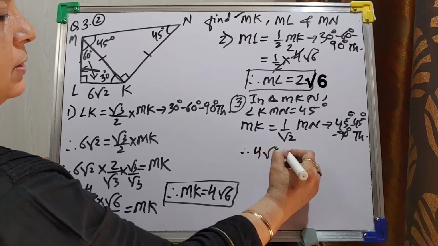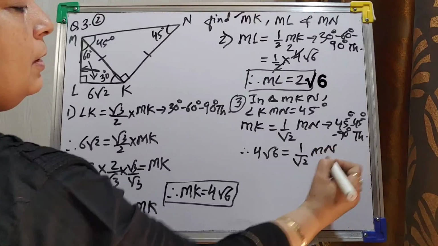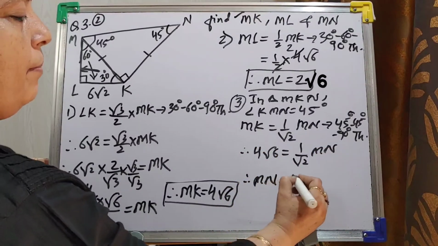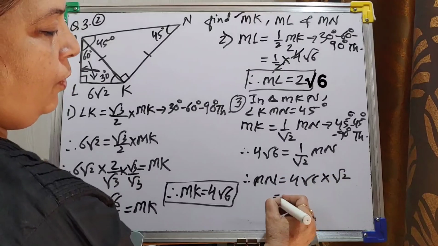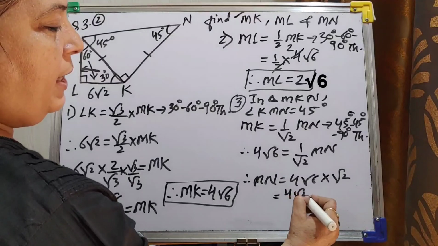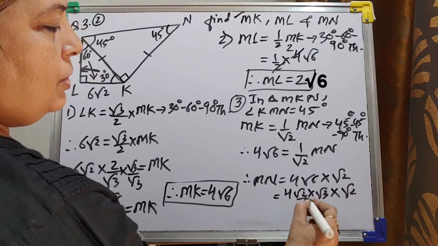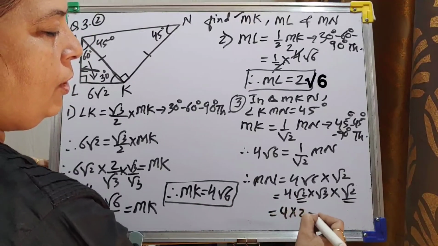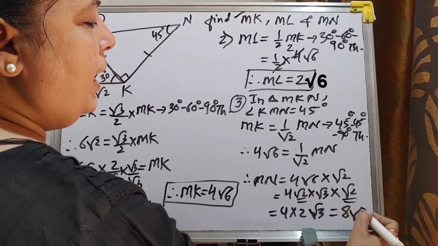Now what is your MK? 4 root 6. 1 by root 2 MN. Correct? Root 2 will get multiplied here. So MN will be 4 root 6 into root 2. Now root 6 we can write it as root 2 into root 3. So this root 2 into root 2 will be 2. Root 3 will be as it is. So your answer will be 8 root 3.